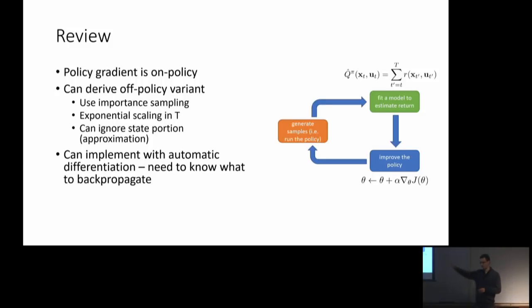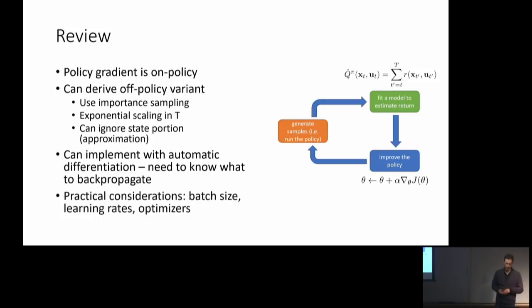You can implement policy gradient with automatic differentiation. You just have to be careful to set it up so that it backpropagates the right quantity, so that everything is efficient. But if you do it right, it shouldn't be much more complicated than regular maximum likelihood in terms of implementation, although it can be much more complicated in terms of tuning it. So for that, look back at the slide about the practical considerations.